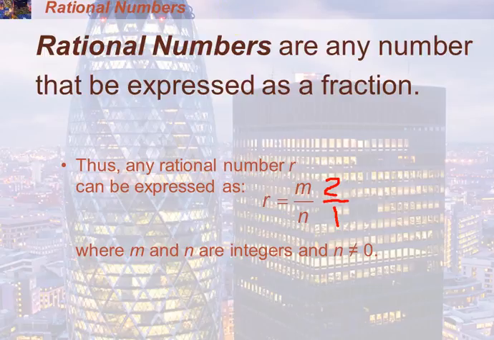Another example of a rational number would be something like negative 4, an integer, over 3. That's horribly ugly, but I'm writing with a mouse.